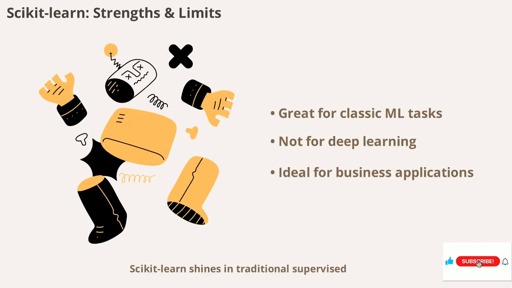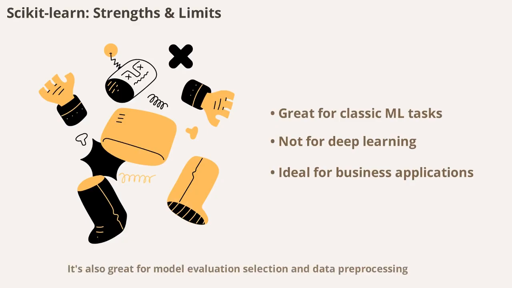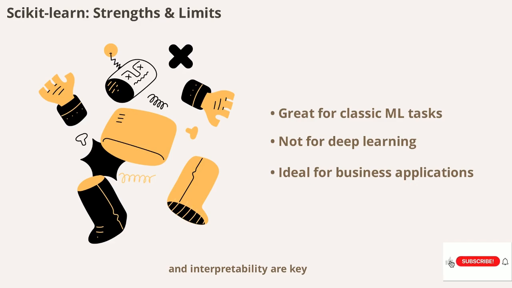Scikit-learn shines in traditional supervised learning tasks like classification and regression, as well as unsupervised learning such as clustering and dimensionality reduction. It's also great for model evaluation, selection, and data preprocessing. However, if you're working on deep learning or reinforcement learning, you'll want to look at libraries like TensorFlow or PyTorch. Scikit-learn is best for problems where reliability, efficiency, and interpretability are key.